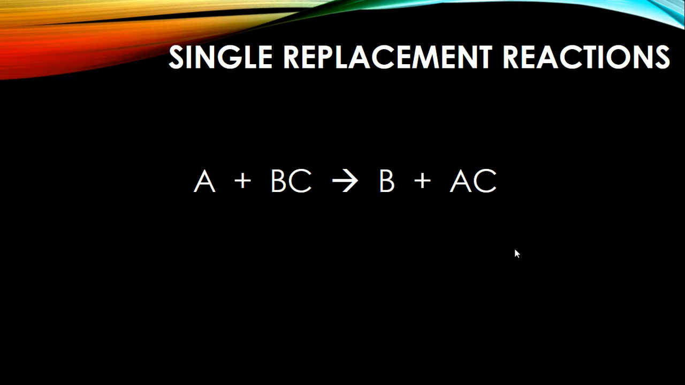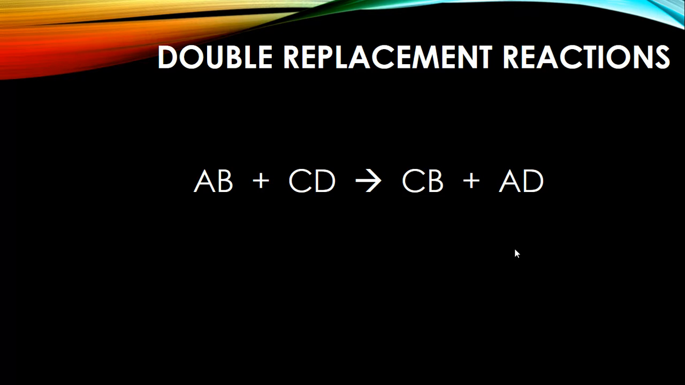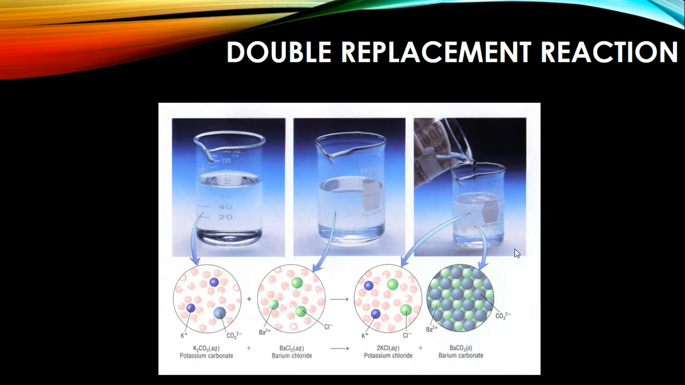So you should already have this single replacement generic form written down. And then there's double replacement. Double replacement happens a lot whenever we're making new salts in water, where you have potassium carbonate and barium chloride. Then you mix them together and you get potassium chloride and barium carbonate, which is not soluble, and so it will come out of solution. All right, so these are your notes. Make sure you've written them all down.